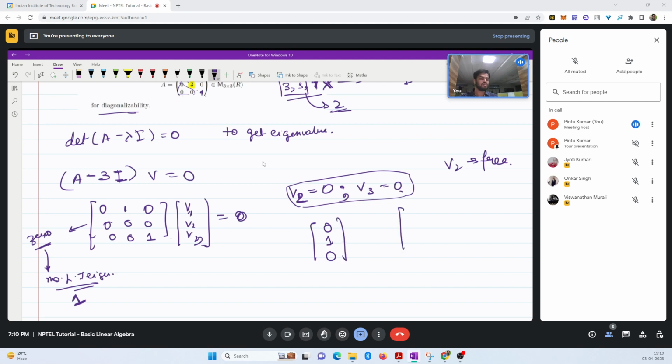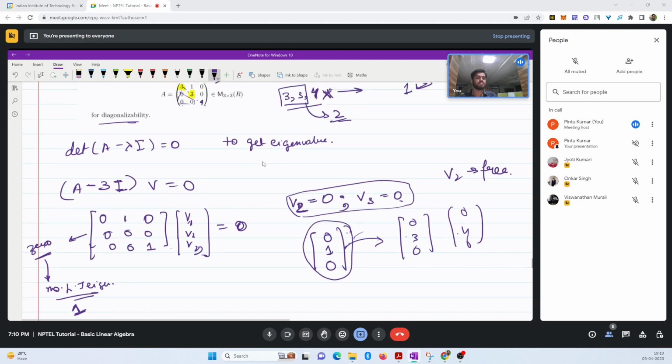So if you take anything over here, let's say 3, let's say 4, these are all multiples of each other. If you multiply this by 3, you get this. If you multiply this by 4, you get this. So how many linearly independent vectors can you have at max? You can have only one linearly independent vector, right?